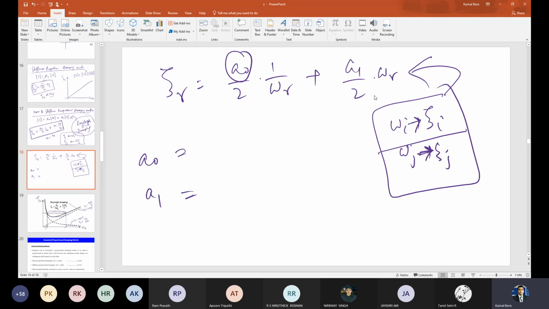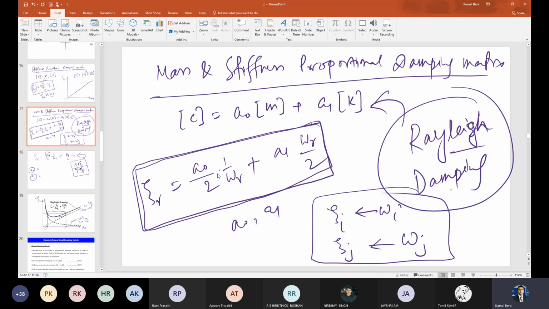Since two constants are there, A naught and A1, I have to give the information for the two modes. So I am giving here for the ith mode and the jth mode: the ith mode modal damping ratio zeta i and the jth mode modal damping ratio zeta j, so that I can find out A naught and A1.